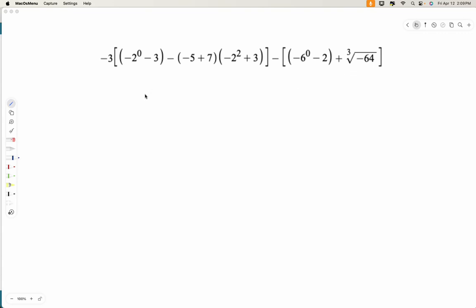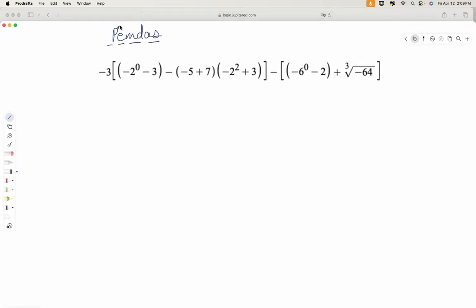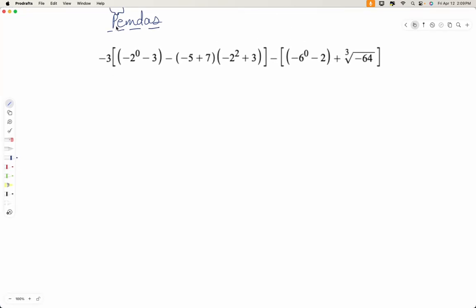So the first thing I see is I've got brackets, I've got parentheses, I've got exponents. So we know we're supposed to use PEMDAS, right? PEMDAS means parentheses, exponents, multiplication and division in order from left to right, and addition and subtraction in order from left to right. Let's bracket it out like this, right? These first, this second, these together third, these together fourth. That's your order of operations.